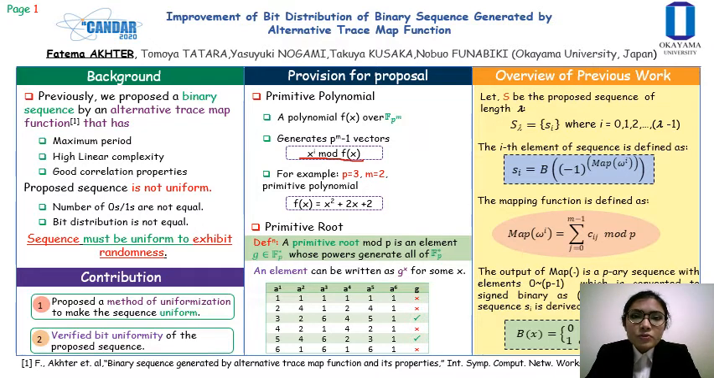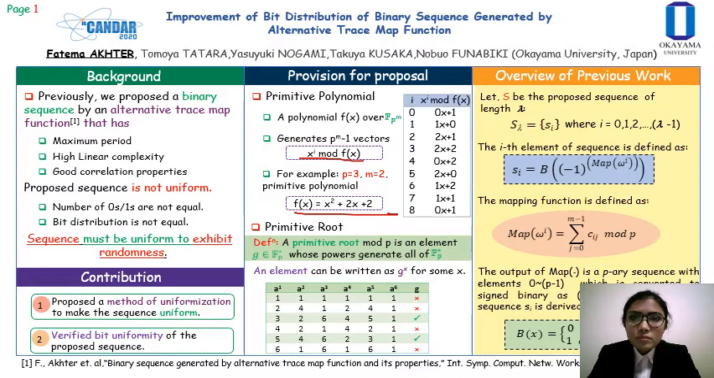For example, if our p is 3 and m is 2, the possible number of unrepeated vectors is 8, and if our considered polynomial is this, it can generate 8 unrepeated vectors. The 9th one is the repetition of the first one, so our considered polynomial is primitive.